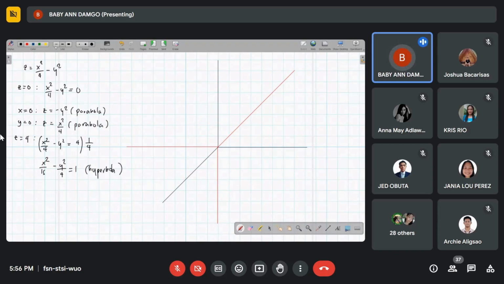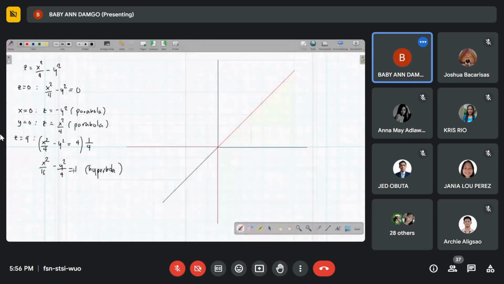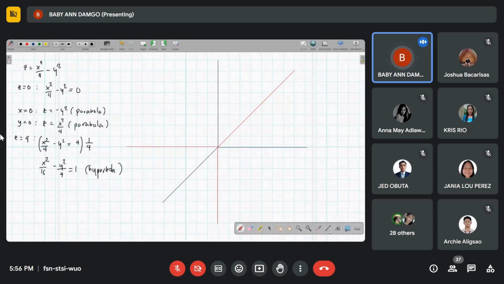So, unahon tani ang kaniha sa may masalina z. So, kanilang z is equals to 4. So, we have the hyperbola. So, we will create an imaginary line for z is 4, 1, 2, 3, 4. Okay, another one when z is negative 4.